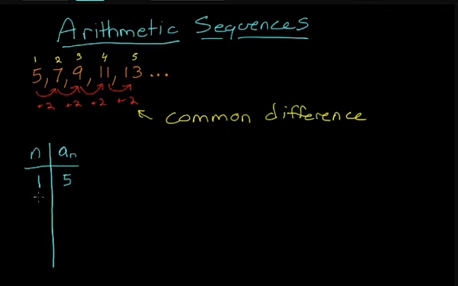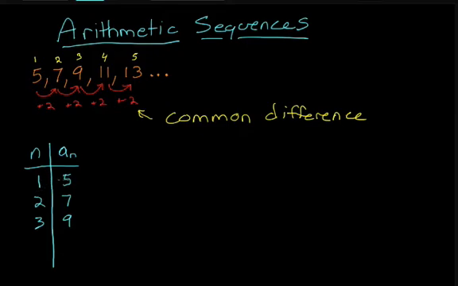And so the second term is 7. The third term is 9. The fourth term is 11. And the fifth term is 13. And in fact, I'm not going to need all of these to show you how to derive the formula. And I'm going to need some space. So let's just use the first 3.